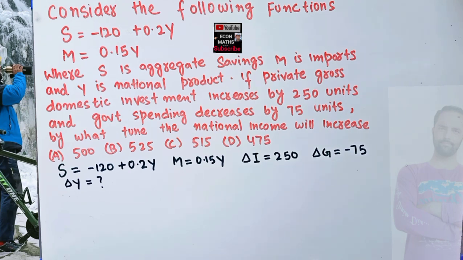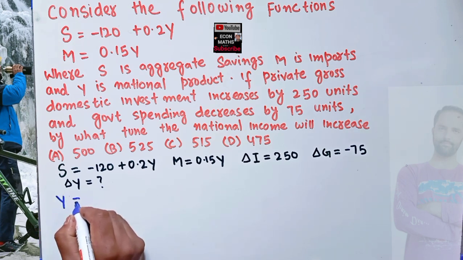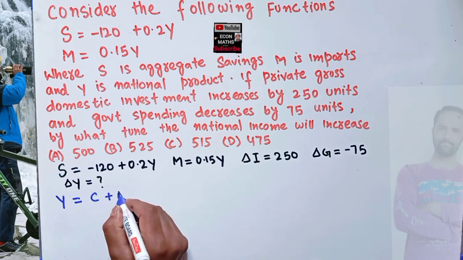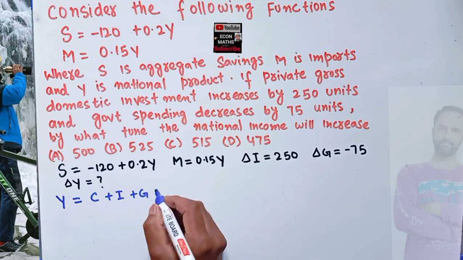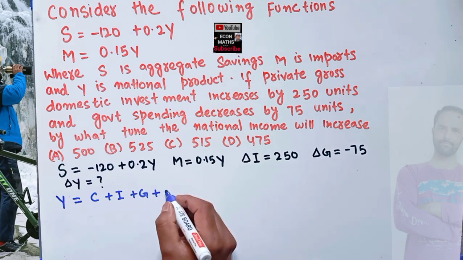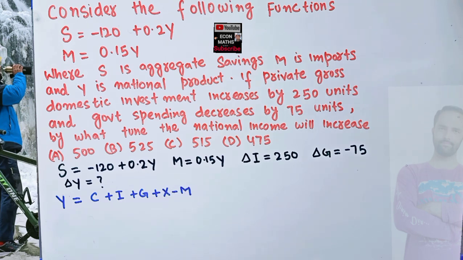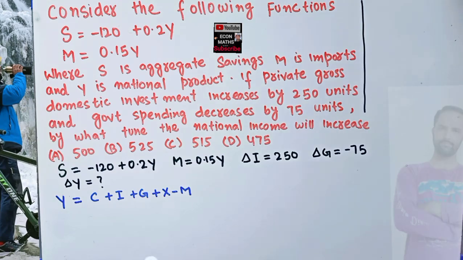Okay, how do we find this? Okay, first we need to construct the national income identity, that is Y. That is our total output should be equal to consumption expenditure plus investment expenditure plus government spending or government expenditure plus exports minus imports, okay? So we have here a four sector model. Let us see what variables are not here, okay?